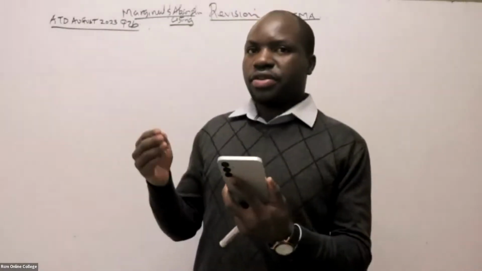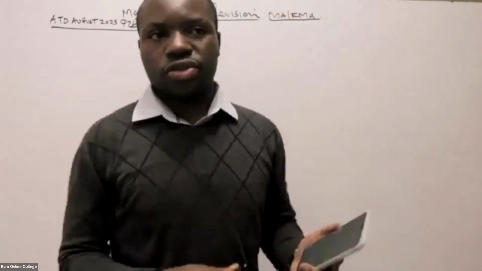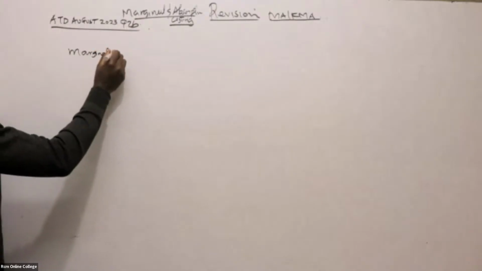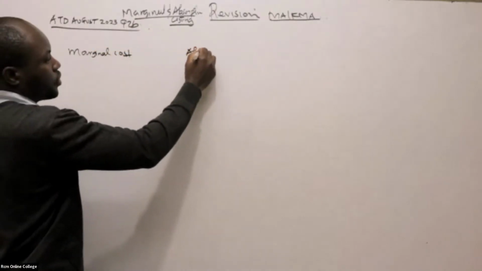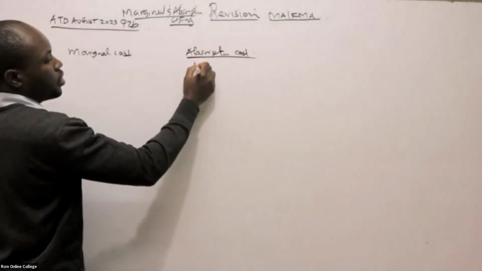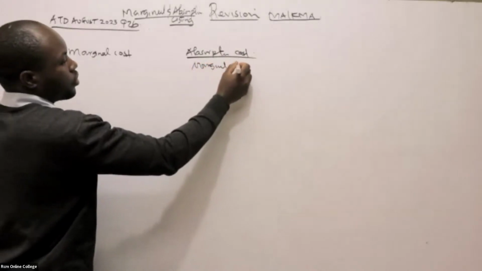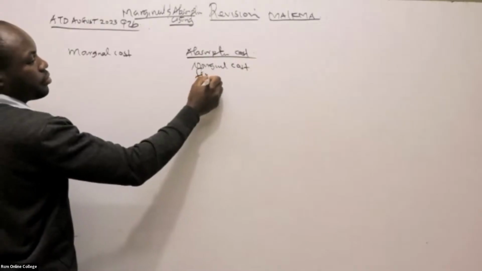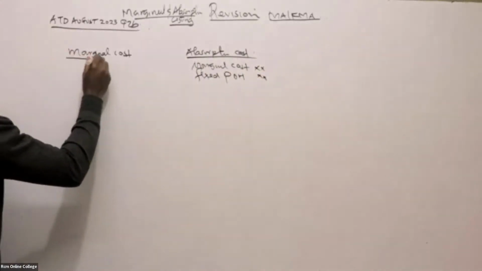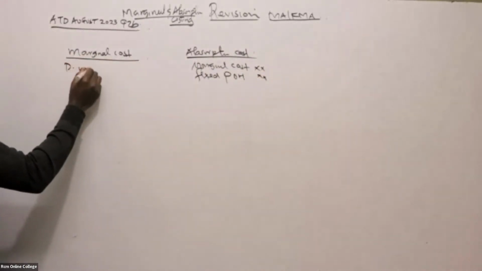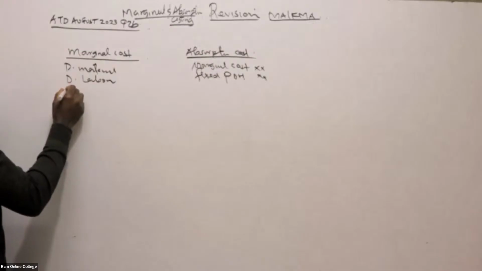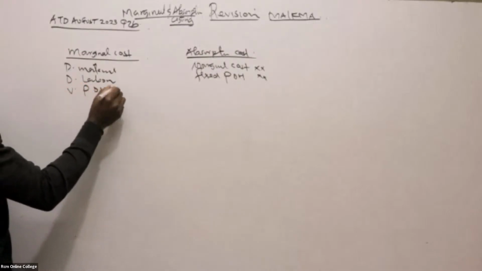Great. So what we need to do first is to get the marginal cost and also the absorption cost or full cost. So what is our marginal cost here? We all know that absorption cost is our marginal cost plus fixed production overhead. But now our marginal cost, we have direct material, we have direct labor, variable production overhead, and that's all.